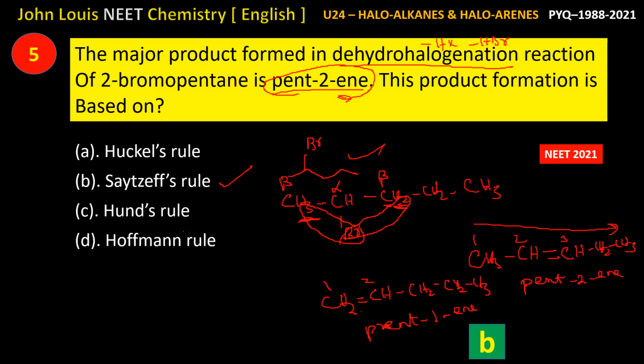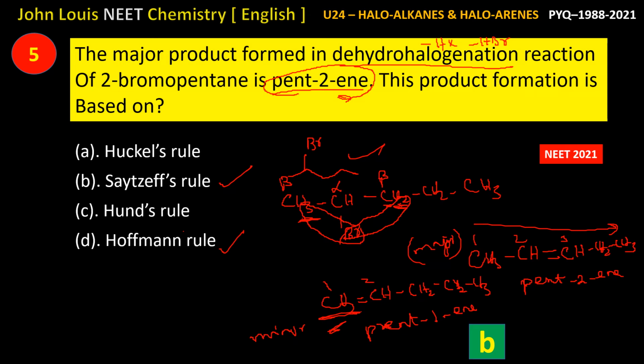Suppose the hydrogen is eliminated from the carbon which has more number of hydrogens. If the elimination takes place from that beta carbon, that rule is called Hoffman's rule. So Hoffman's rule, you will get only minor product. So which will be the major product? Always Zaitsev rule will give you the major product. More than 50% of this product will form, and less than 50% of this minor product will form according to Hoffman's rule. Then what is Huckel's rule and what is Hund's rule?